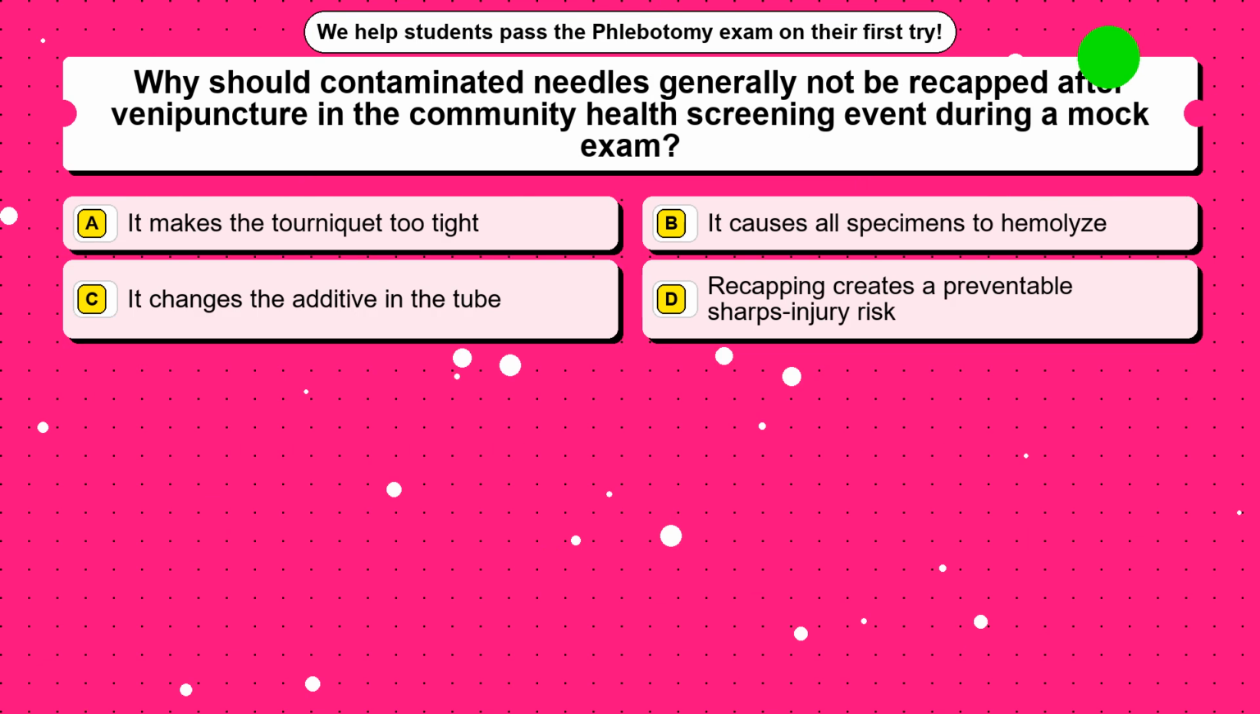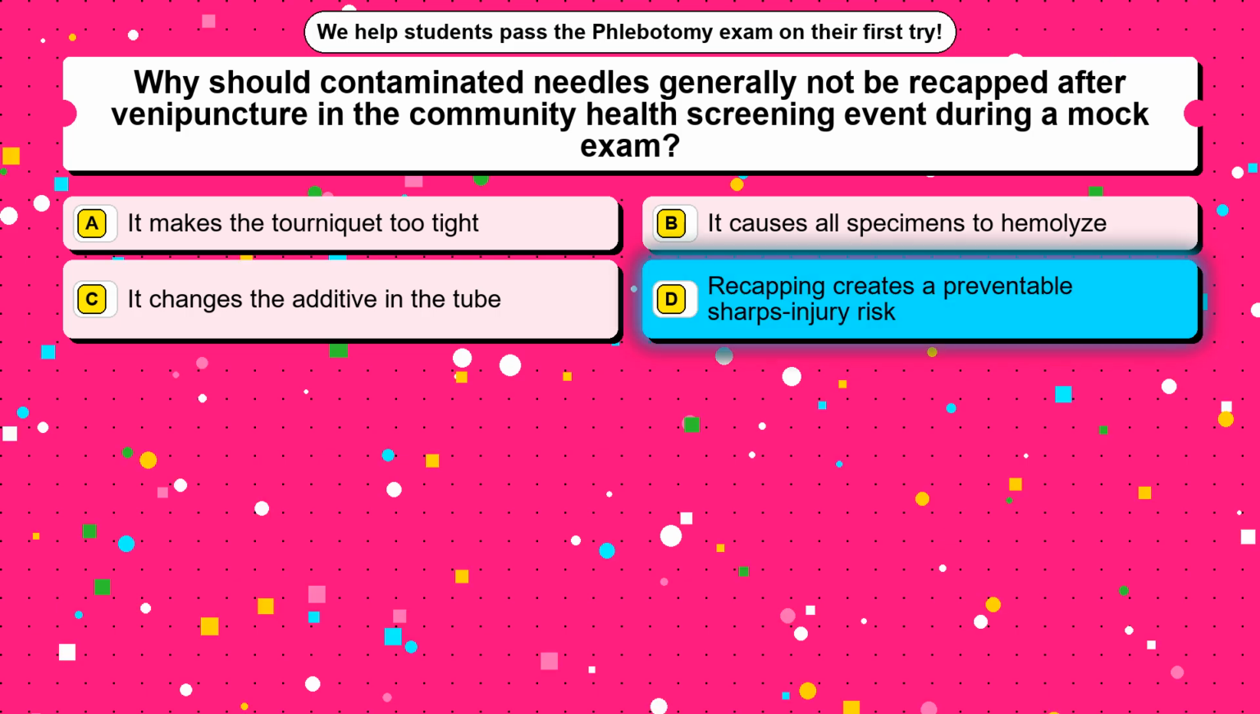Question 21. Why should contaminated needles generally not be recapped after venipuncture in the community health screening event during a mock exam? Option A. It makes the tourniquet too tight. Option B. It causes all specimens to hemolyze. Option C. It changes the additive in the tube. Option D. Recapping creates a preventable sharps injury risk.